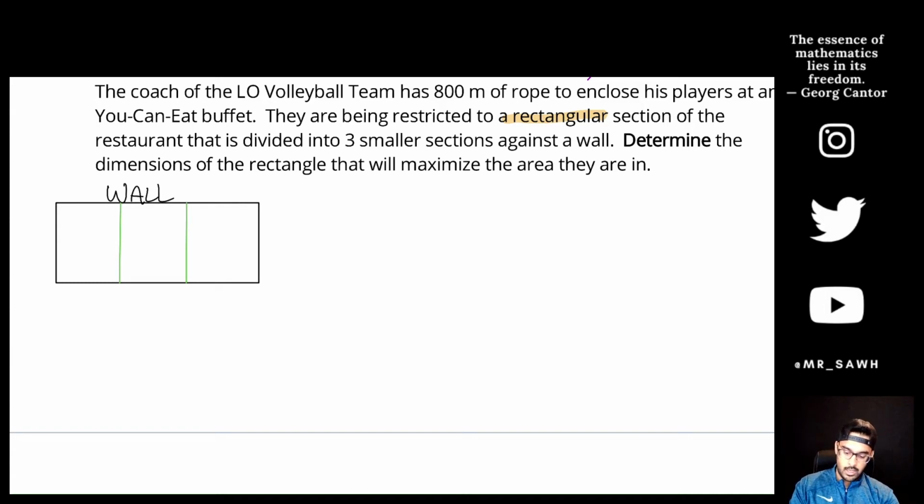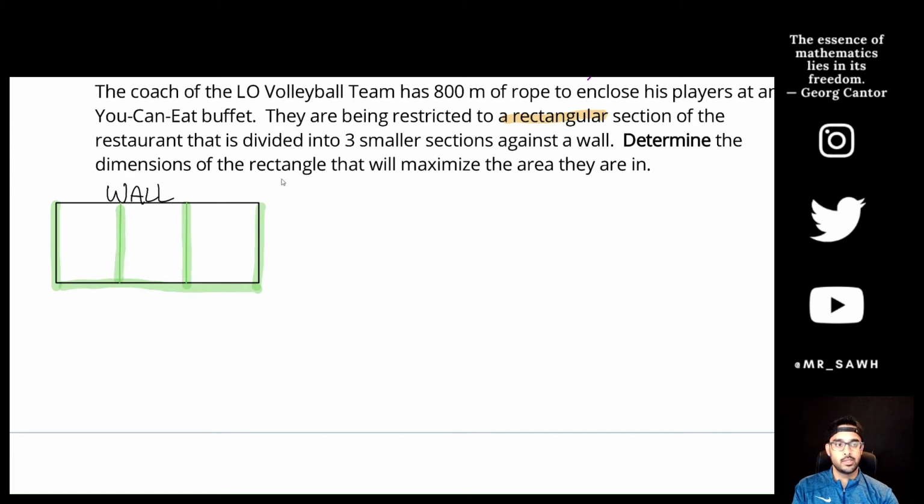Okay, the part that the rope is actually going to go on is everything that's not the wall. Right, the wall acts as a divider already. So I'm not going to put rope along the back, but everything highlighted in green is going to get rope to cut it up into parts, to divide it. Determine the dimensions of the rectangle that will maximize the area that they are in.